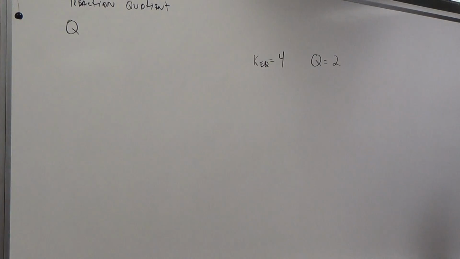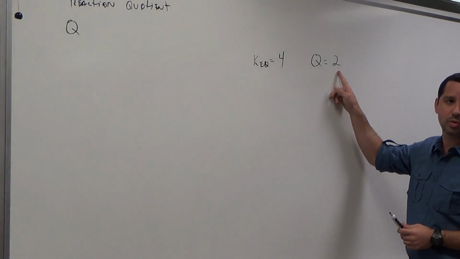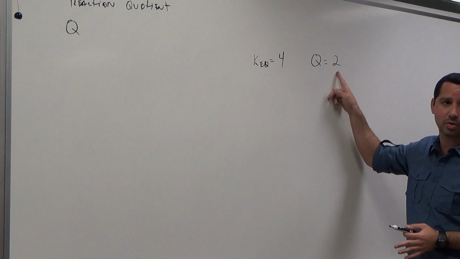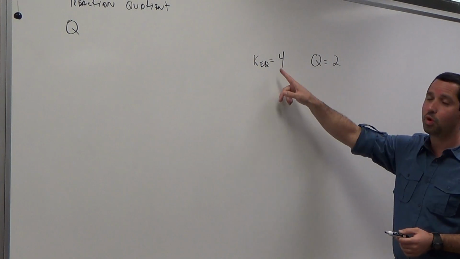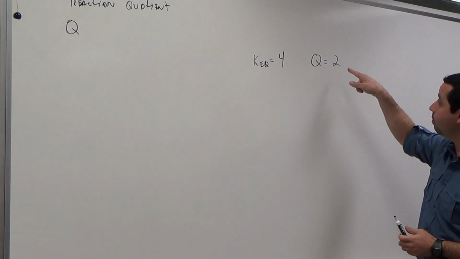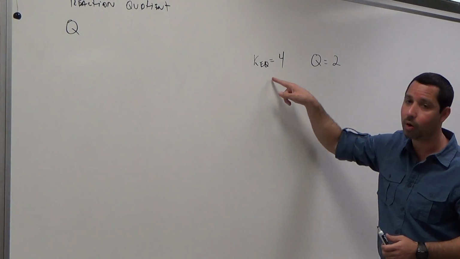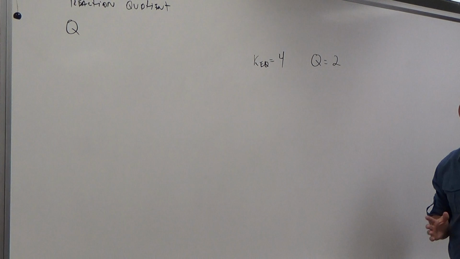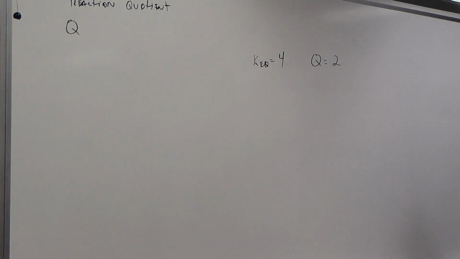What needs to happen? Is it at equilibrium? When Q is equal to 2, is this at equilibrium? No, it's not. It will be at equilibrium when it reaches what? 4. So what has to happen to the number as you go from 2 to 4? What has to increase, the top or the bottom?